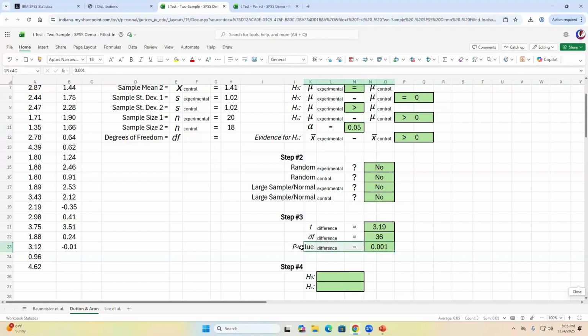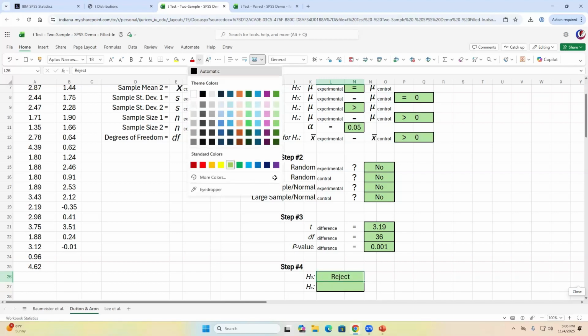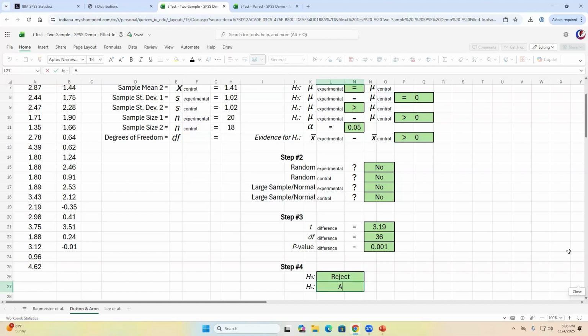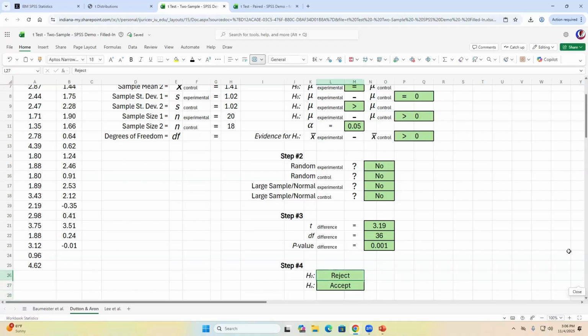If the probability of getting a difference this large is lower than our alpha level, which is the level of risk that we are willing to entertain, if the p-value is lower than your alpha value, then you reject the null hypothesis. You make that black ink, and then you accept the research hypothesis.